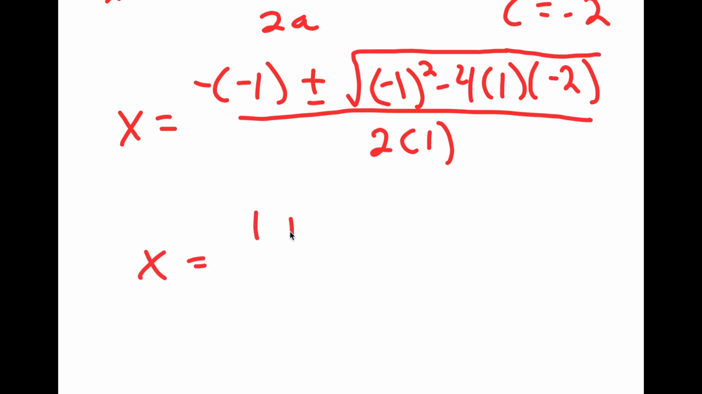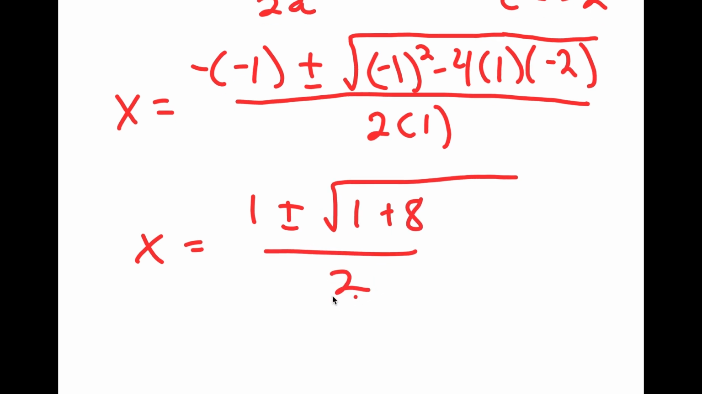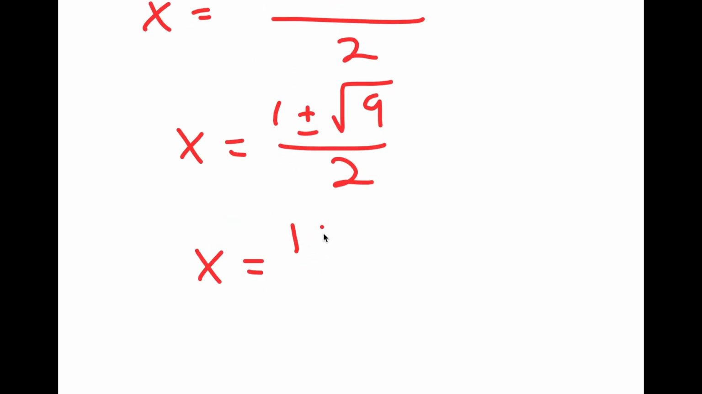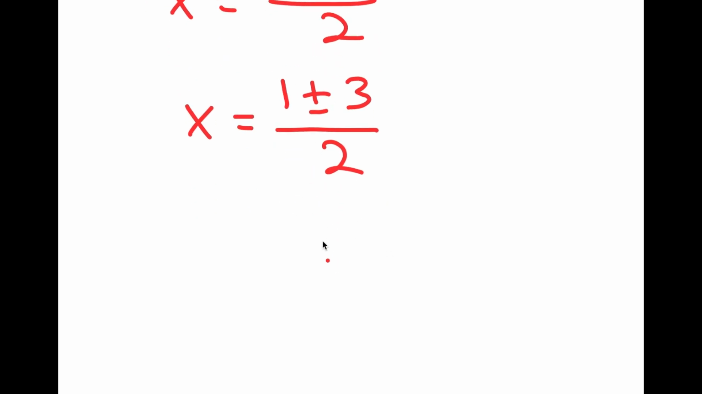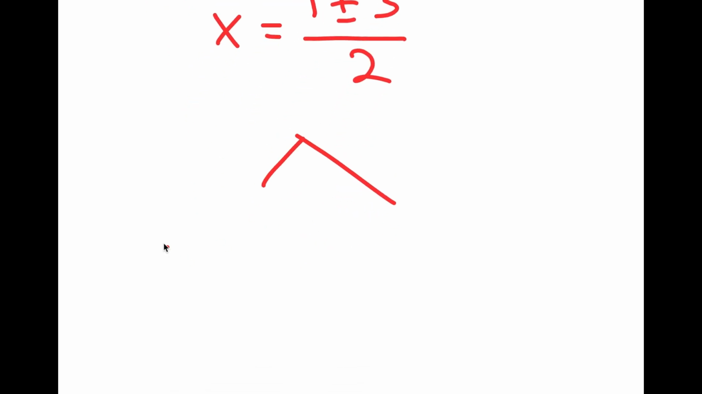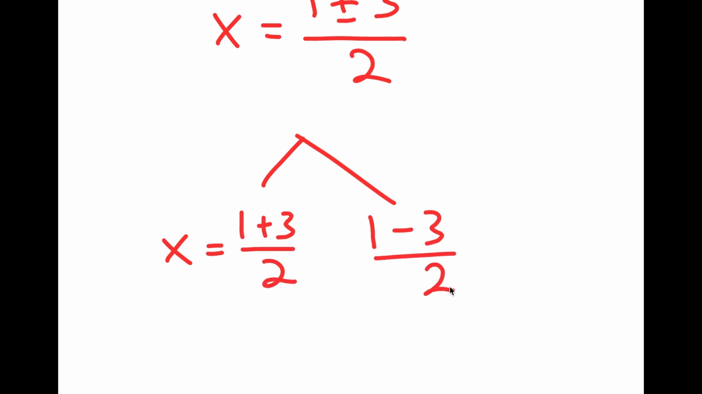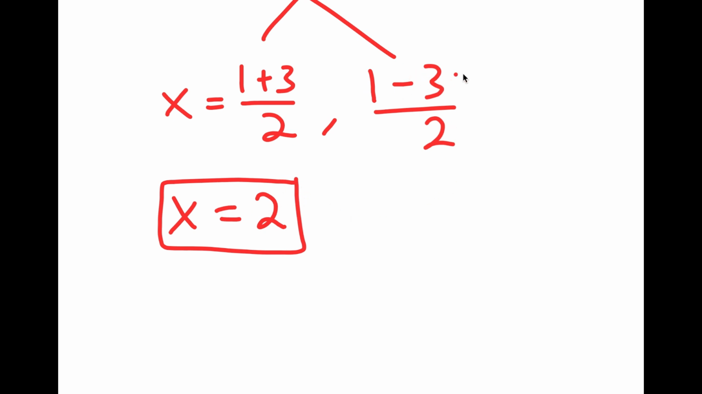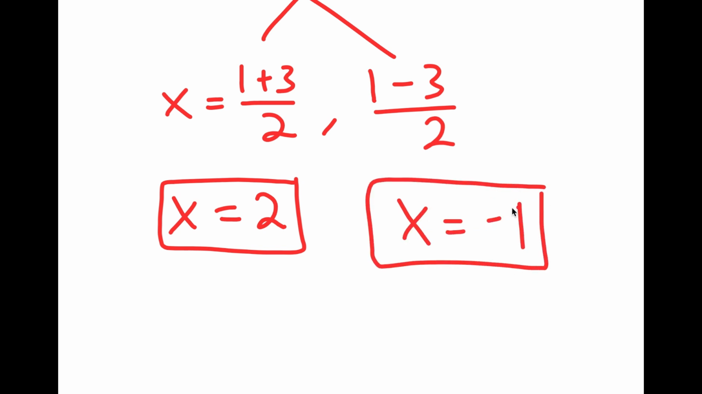Now this is equal to 1 plus or minus the square root of 1 plus 8 over 2, which is equal to 1 plus or minus the square root of 9 over 2, which is equal to 1 plus or minus 3 over 2. And this gives me two solutions. I get x is equal to 1 plus 3 over 2, and x is equal to 1 minus 3 over 2. So 1 plus 3 is 4, so I get 4 over 2, which is equal to 2. So x equals 2 is one solution. And 1 minus 3 is negative 2, so I get negative 2 over 2, which is negative 1. So x equals negative 1 is another solution.